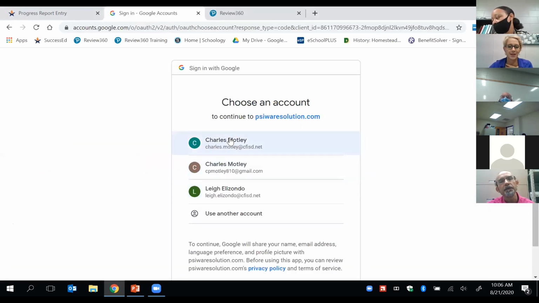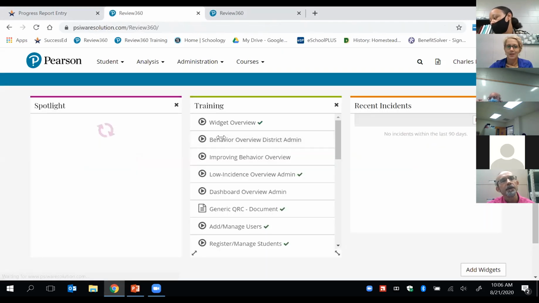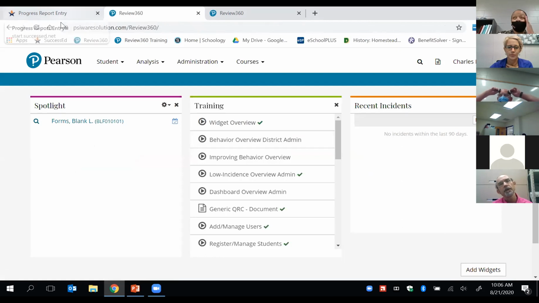It'll take you to the home page. You might have to, the first time around, go through the legal stuff, but other than that, when you log in, your screen should look something like this.